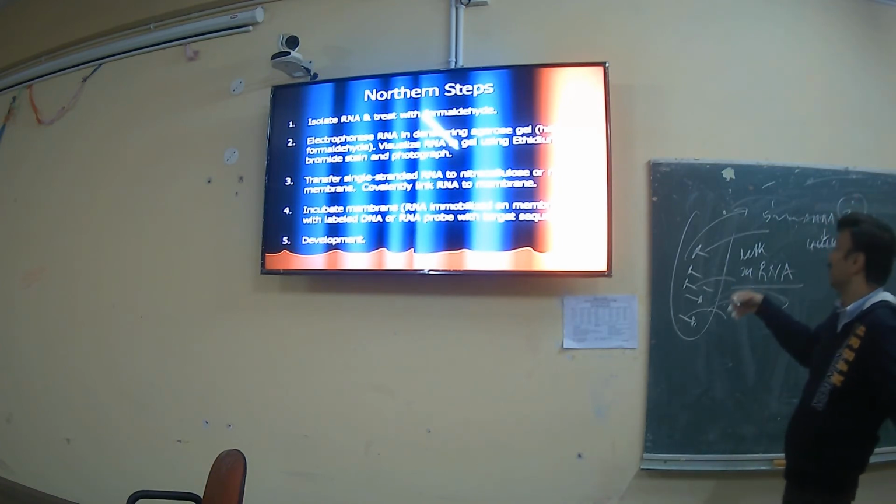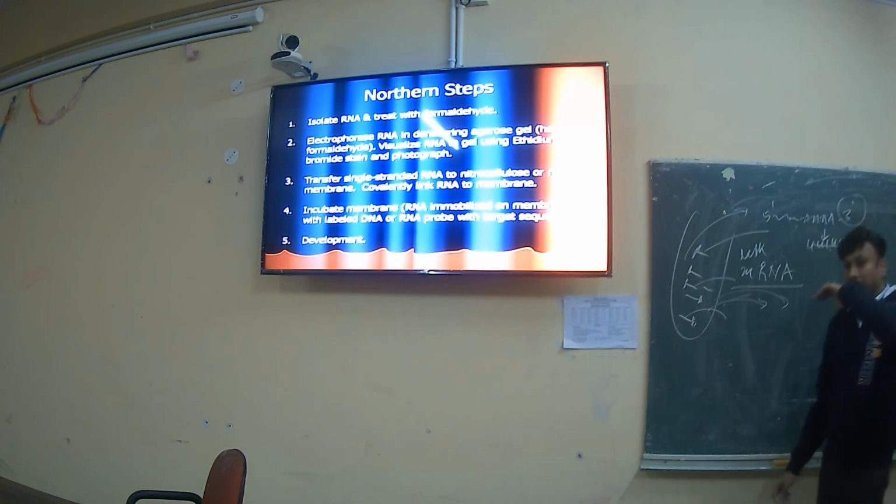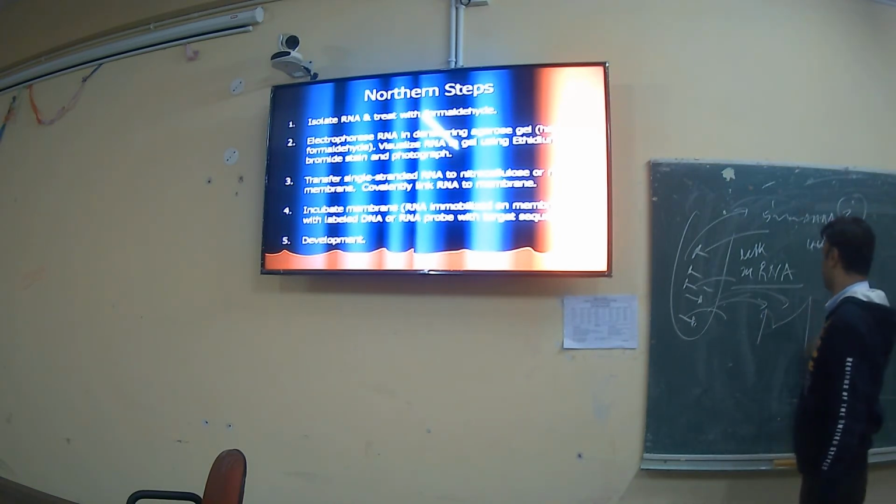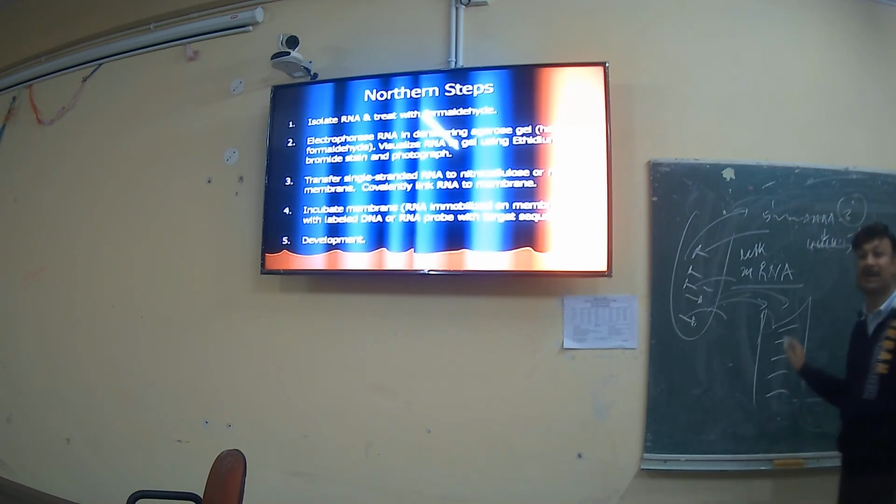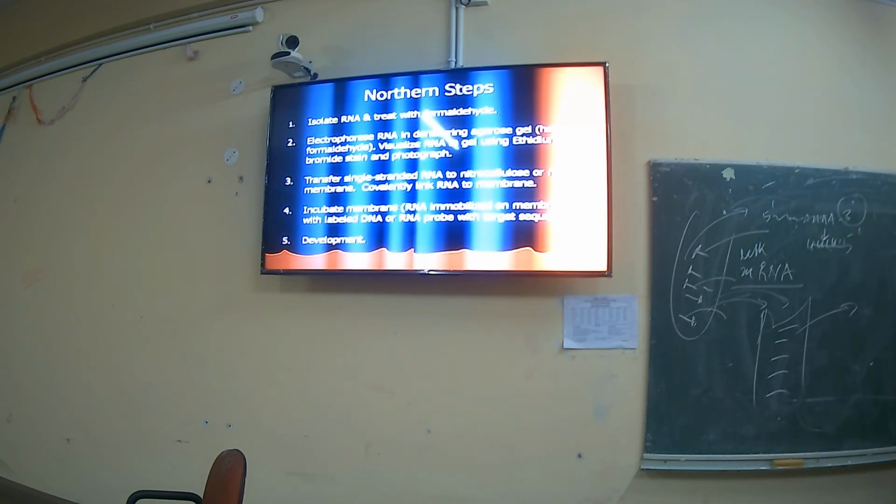First you have to isolate. You perform agarose gel electrophoresis. In agarose gel electrophoresis, all the RNA will be separated into fragments. After that, you go through the blotting technique, so you can perform that. This is the desired RNA sequence, or this is the gene expression of interest, whether from the prokaryotic genome or the eukaryotic genome. Next is electrophoresis of RNA in denaturing agarose gel.